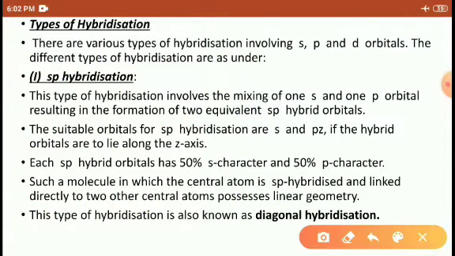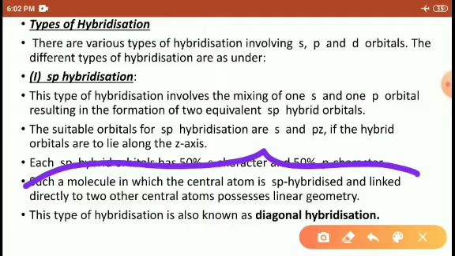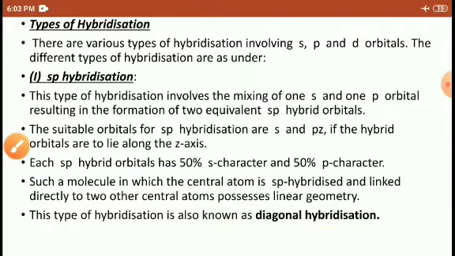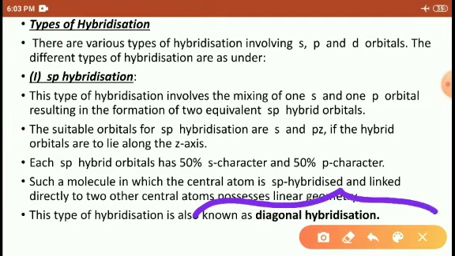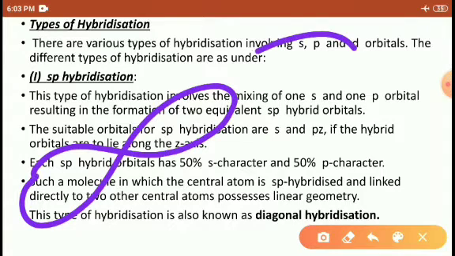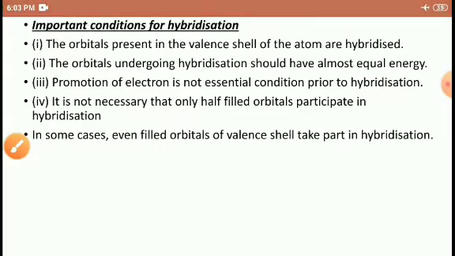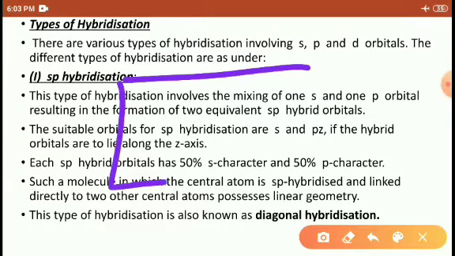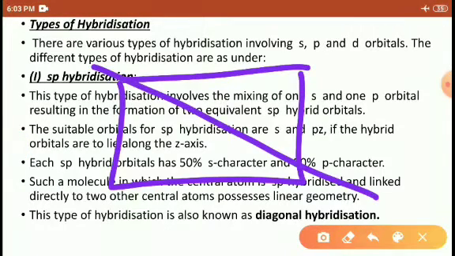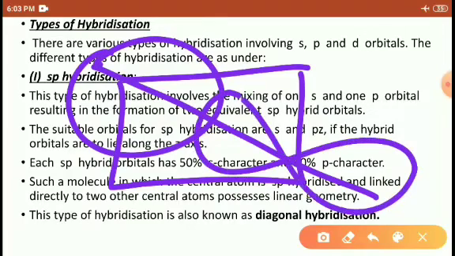Right, students? So each molecule with sp hybridization linked directly to the central atom possesses linear geometry. It is a linear structure, and this type of hybridization is always diagonal hybridization. Diagonal means the hybridizations are like this. Like in a cube, this is a diagonal. Like this, the s orbitals and p orbitals are combined diagonally.